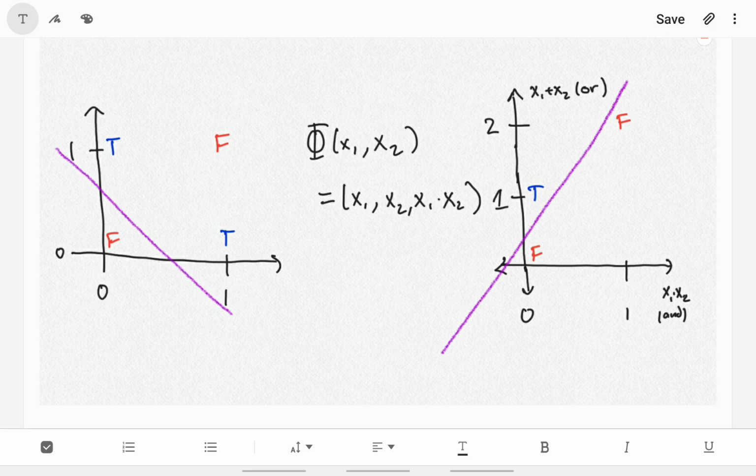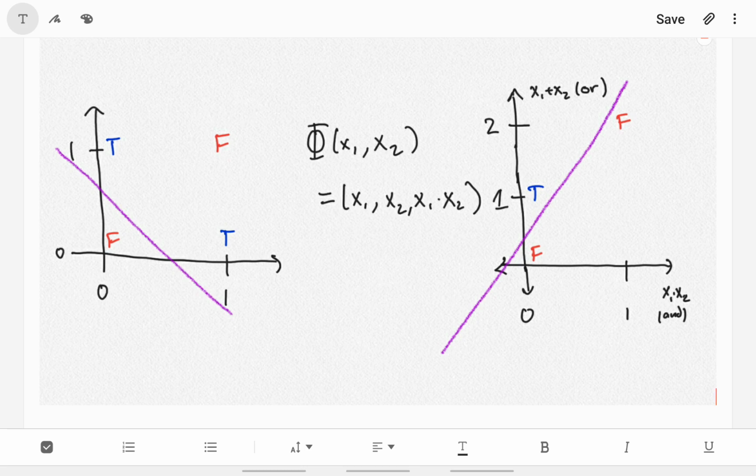But imagine we did the following high-dimensional embedding. We just took x1 and x2 and then also added in x1 times x2. If we added in that extra feature x1 times x2, then we could imagine plotting x1 times x2 against x1 plus x2. The intuition here is that x1 plus x2 is sort of representing OR, because if x1 plus x2 exceeds 0, then OR is true. And x1 times x2 is sort of representing AND, because if that exceeds 0, then AND is true. And we want OR but not AND.